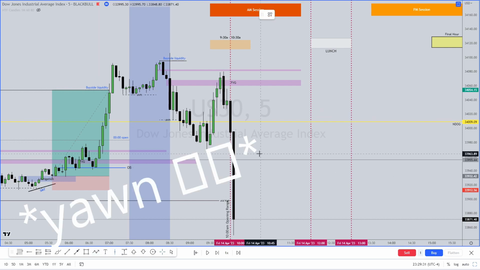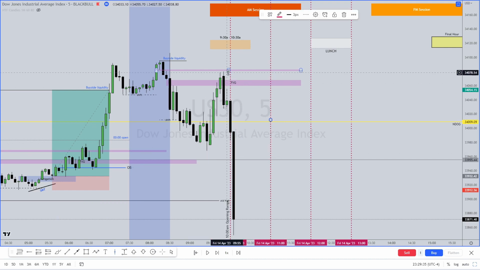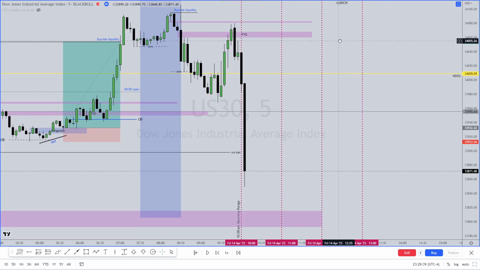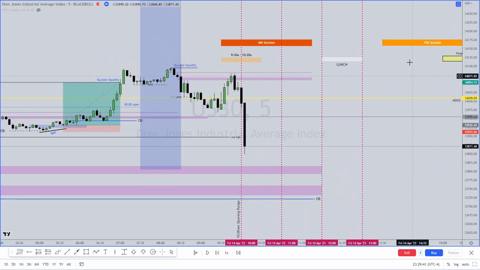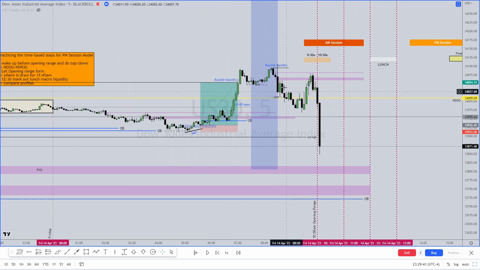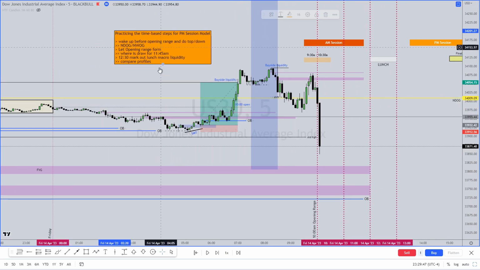leave this alone. So really just letting this whole time fractal play out, because we want lunch. We want to get to the PM session. That's really where we want to go. But we have to see what the AM session does to be able to select the right profile.